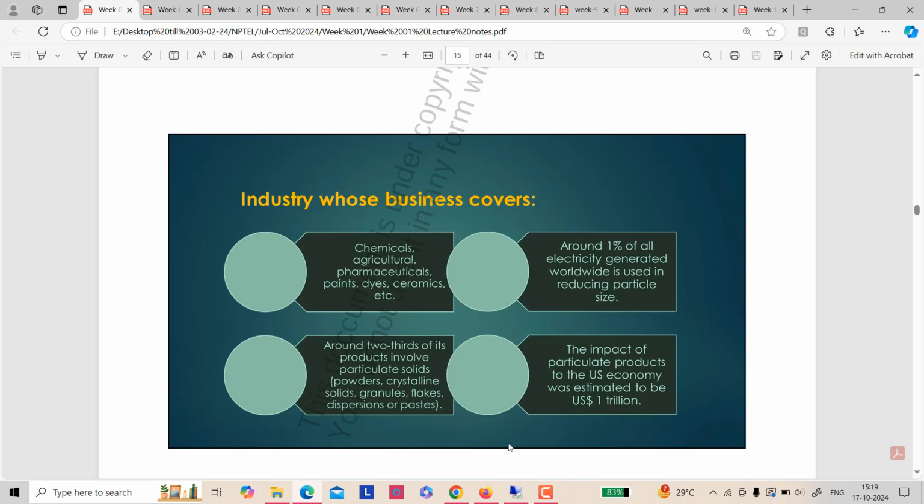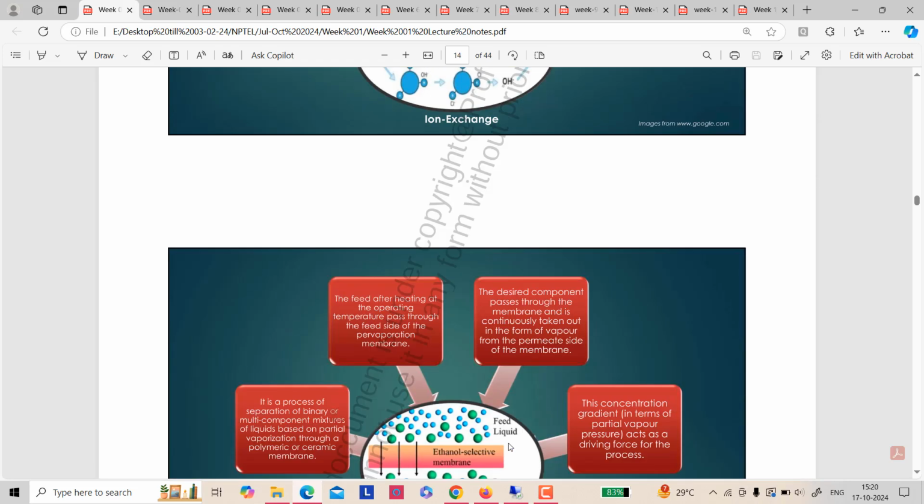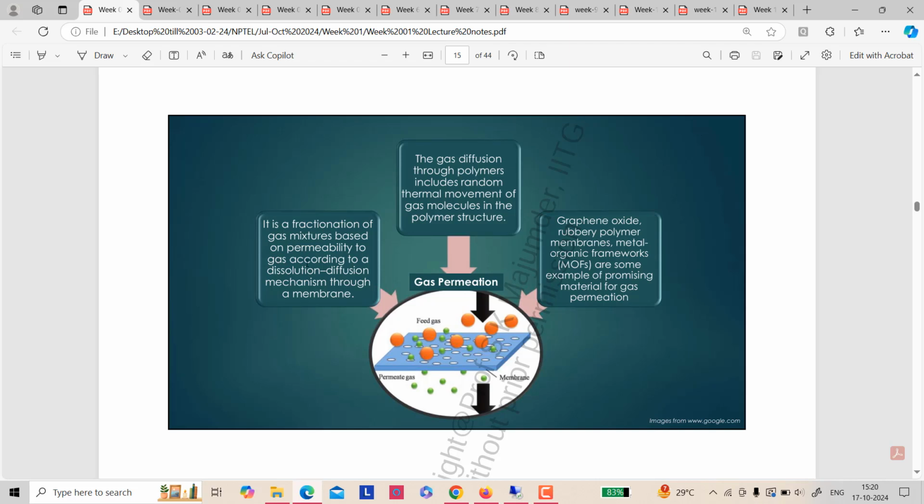Yes, electrochemical. Yes, gas permeation also comes under electrochemical. So it is a permeable membrane where only the gas can pass through and the particles remain on the other side of the membrane, and that is how they are separated.